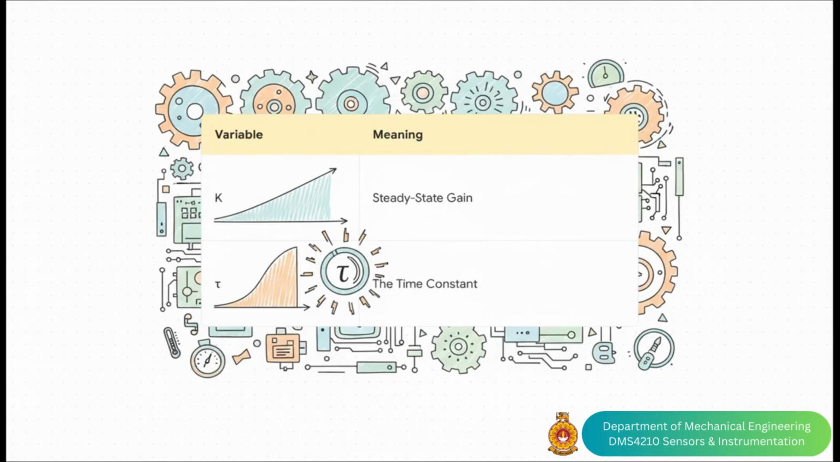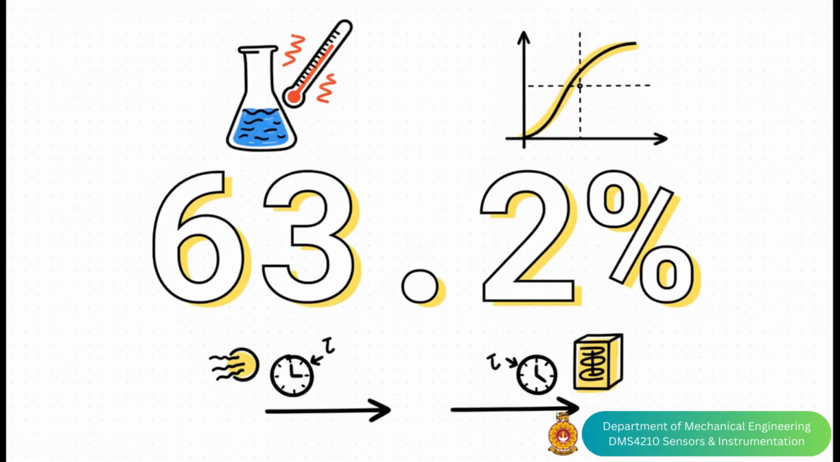Okay, so K is still our gain, but the new star of the show here is this Greek letter tau. This is called the time constant, and honestly, it is the single most important number for describing how fast, or how slow, a sensor reacts. So what does tau actually mean in the real world? It's a very precise measurement.